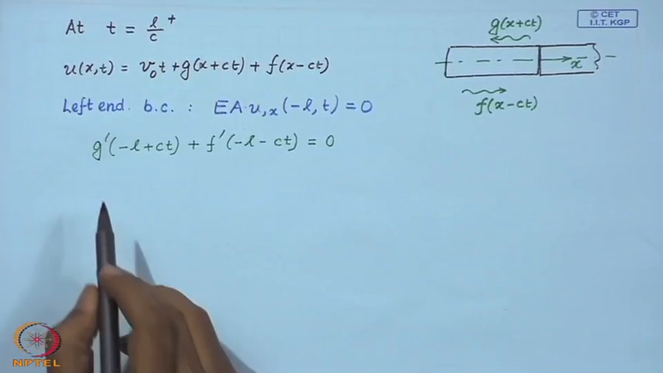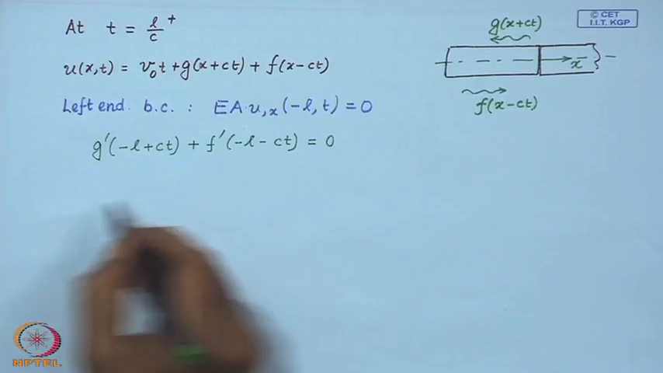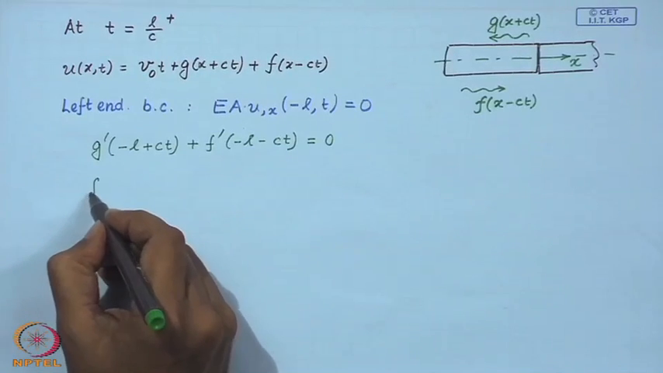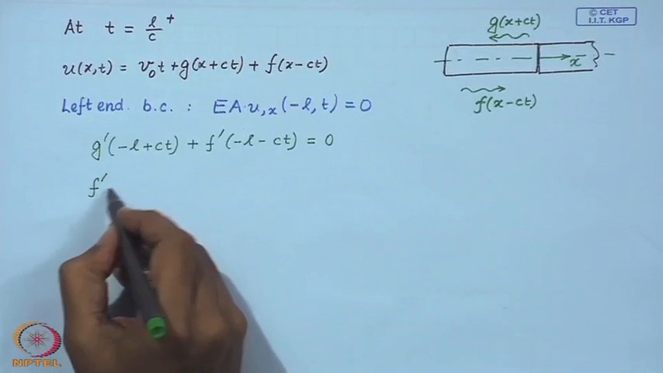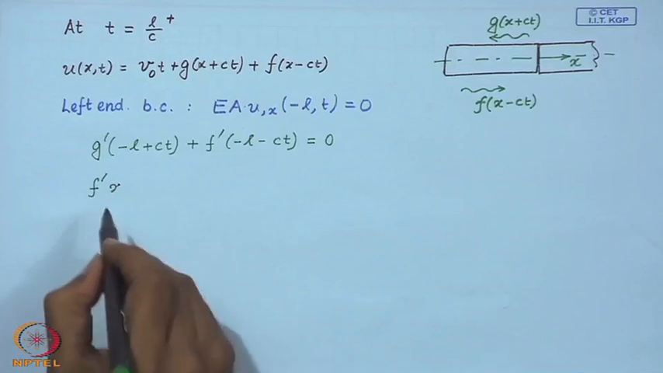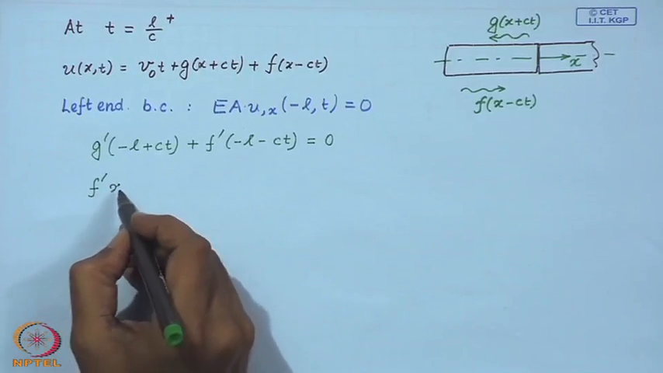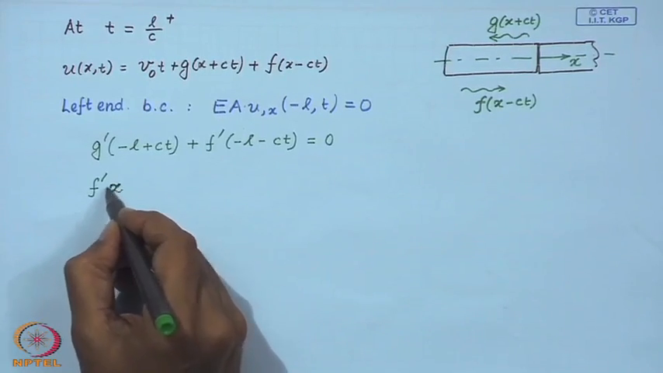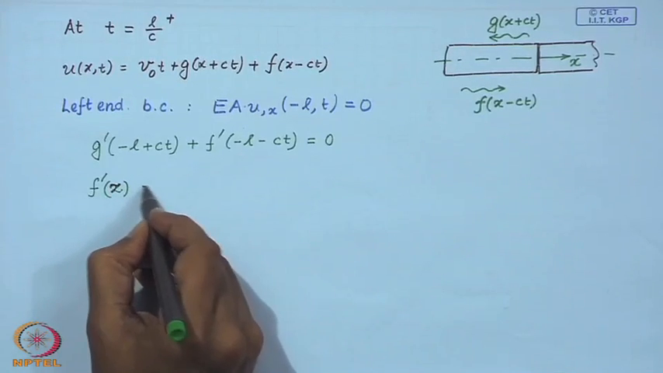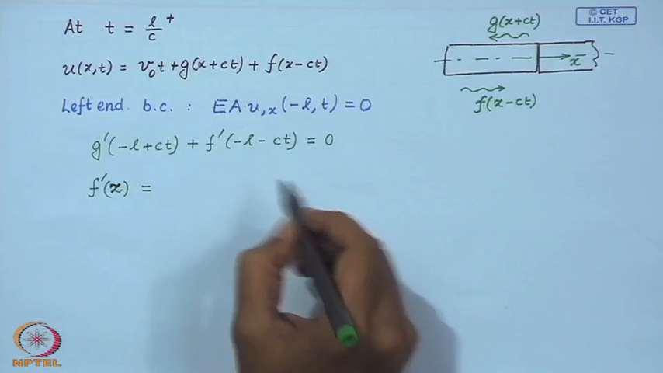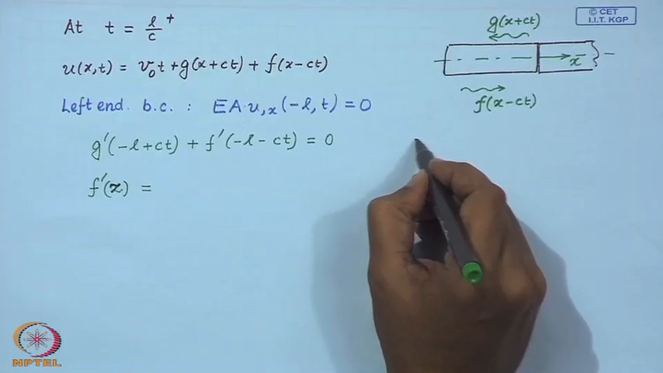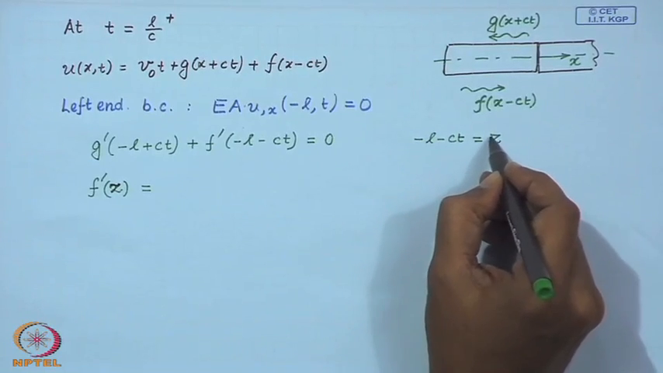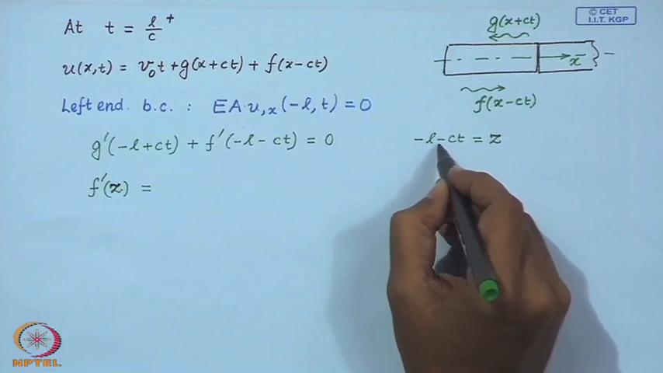Now, g prime is already known to us, and if you substitute that expression of g prime that we just derived, we can write this f prime of z. So, let me make this substitution. Let me define this small z as minus L minus ct.